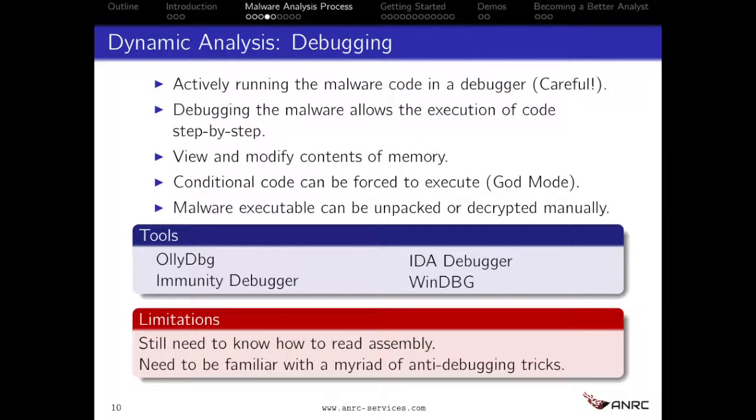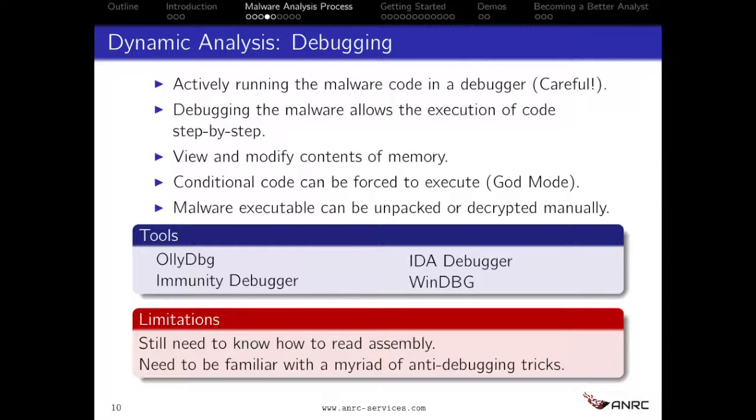So debugging is like static analysis in that you will see the assembly code, and then you get to run it step by step and control the execution. This is really nice because you can see what's happening as you're viewing the code, and you can also modify things. So if a piece of malware is sending something out on the network, right before it sends things out, you can actually pause the execution and look at the contents of memory it's about to send.